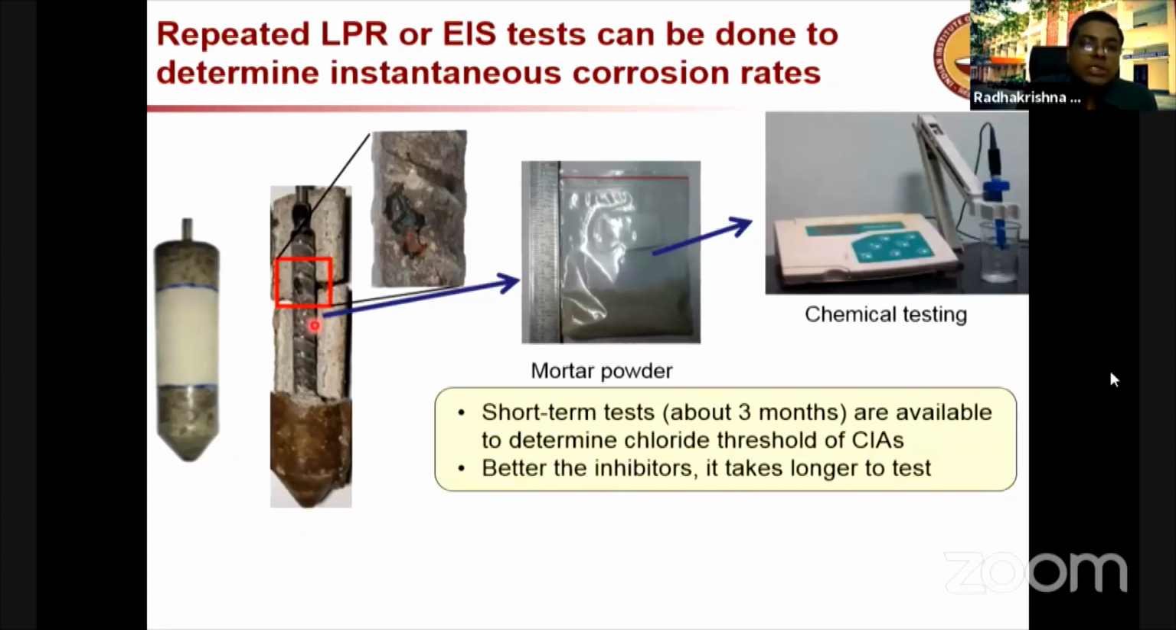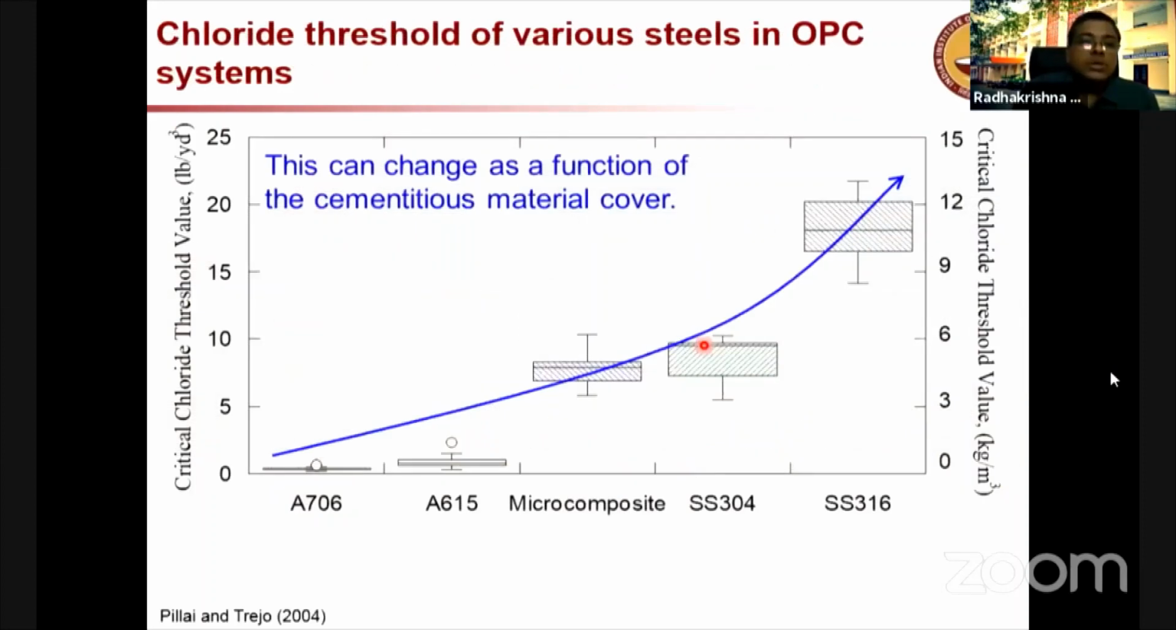At that point itself, you collect the mortar powder and do a chemical test to determine the chloride concentration in that powder. And then we define that as the chloride threshold. In the remaining slides, I'm going to show you the chloride threshold for various systems determined like this. The beauty of this test is we can determine the chloride threshold in about 3 to 4 months. If your system is very, very good, it will take a longer time. But so this is, for sure, the chloride threshold of various steel systems.